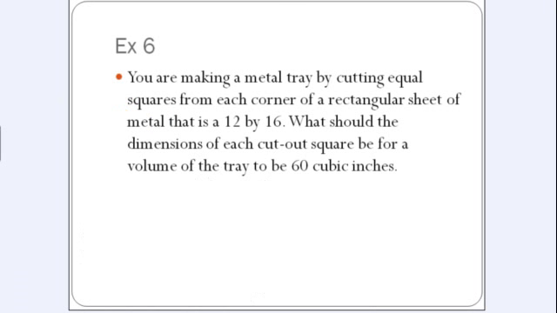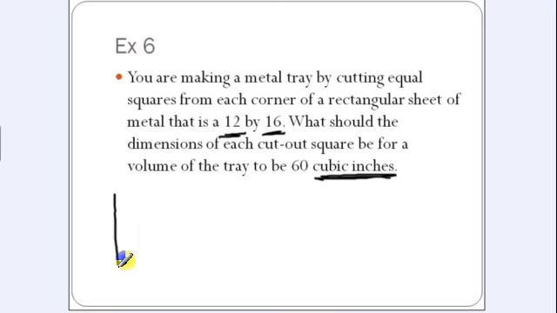Let's look at one more example. Suppose you're making a metal tray by cutting equal squares from each corner of a rectangular sheet of metal that is 12 by 16. What should the dimensions of each cutout square be for a volume of the tray to be 60 cubic inches? Let's see, this must be 12 inches by 16 inches because we are dealing with cubic inches down here.